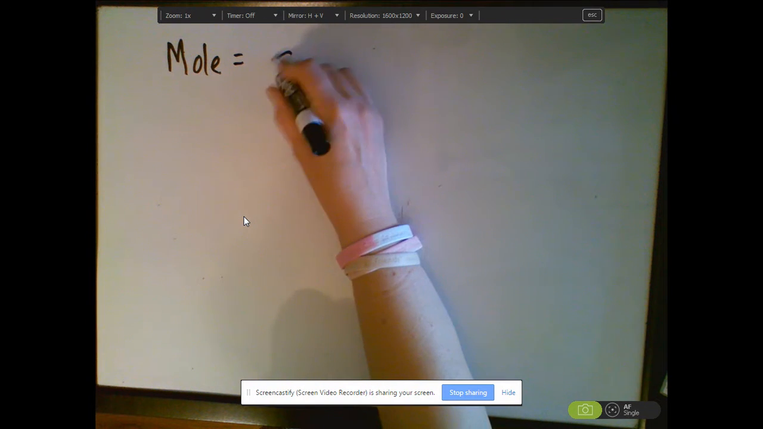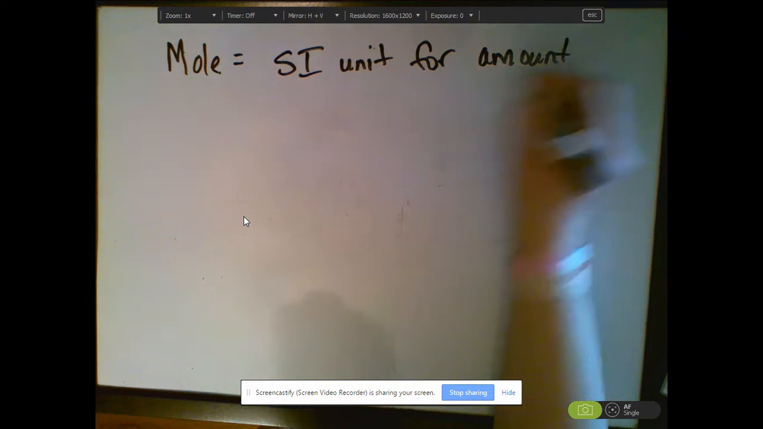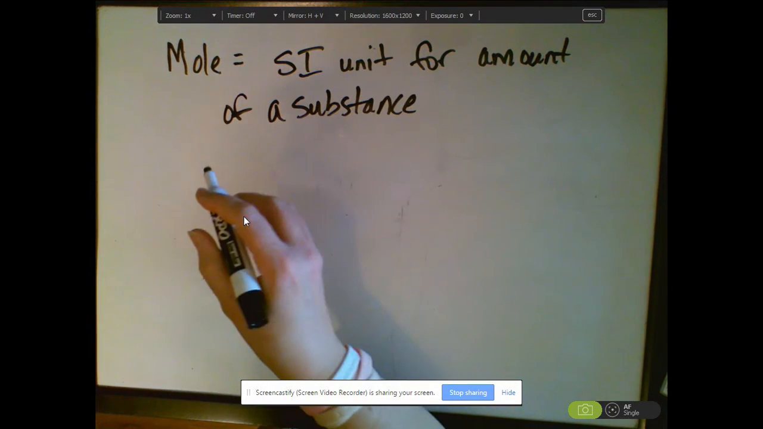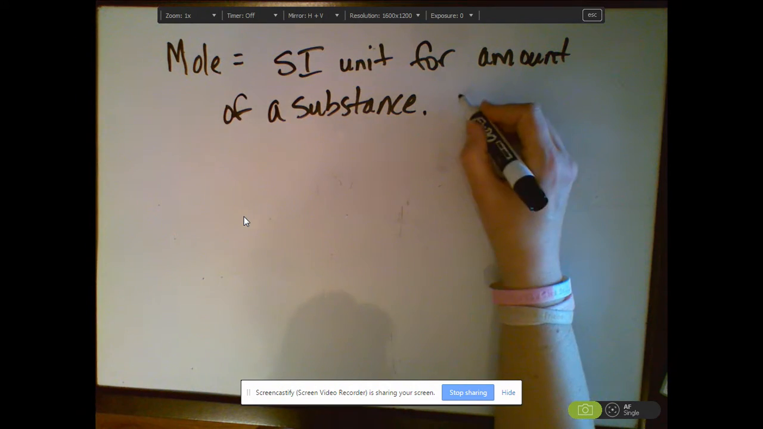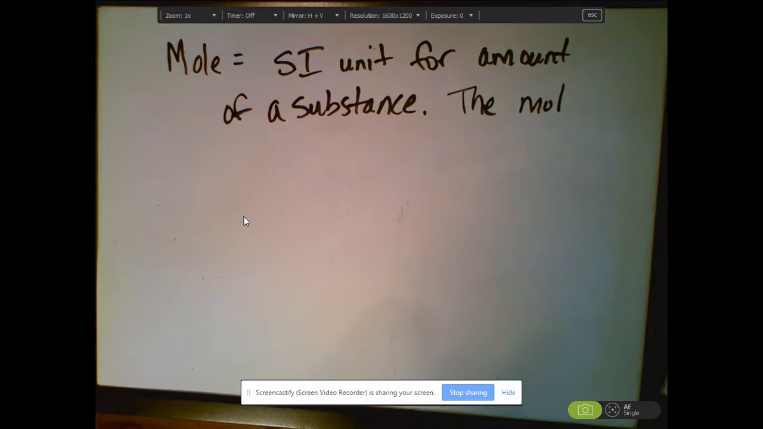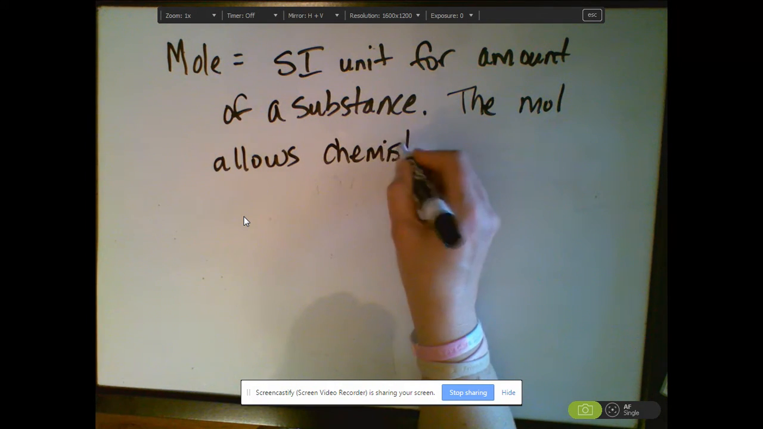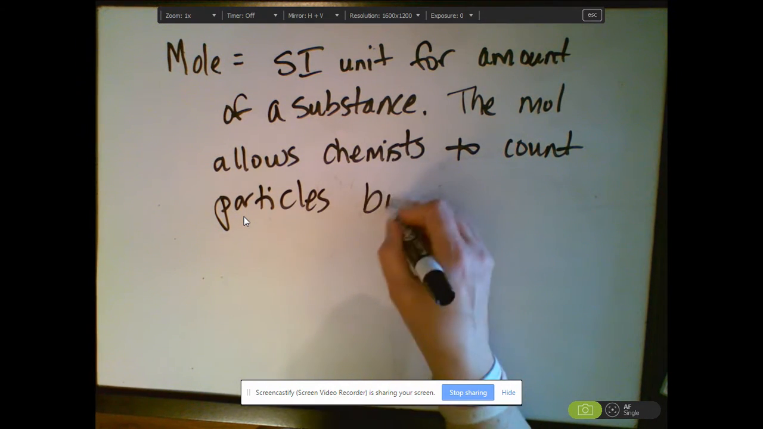A mole is the SI unit for amount of a substance. And just like a dozen is a unit that, say, Dunkin' Donuts would use, or a baker's dozen, which would be 13, a mole is a unit that chemists use. And the concept of the mole, which is abbreviated mol, allows chemists to count particles by massing them.